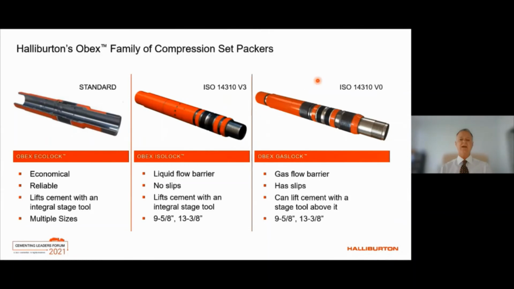Lastly, the OBEX GasLock annular packer features slips providing operators with a V0 rated gas flow barrier. The OBEX GasLock will also be available in 13 3/8 and 9 5/8 sizes. The bidirectional pressure rating for the 13 3/8 OBEX GasLock will be 5,000 psi.